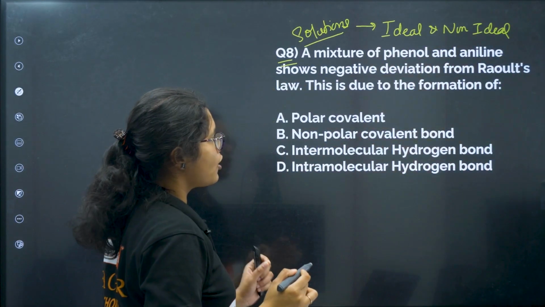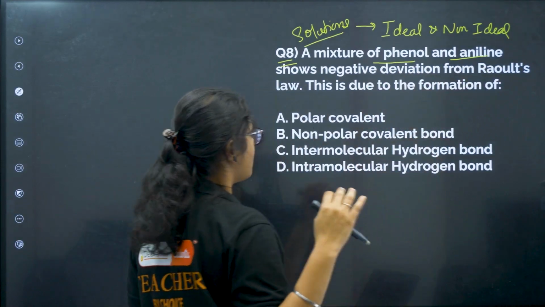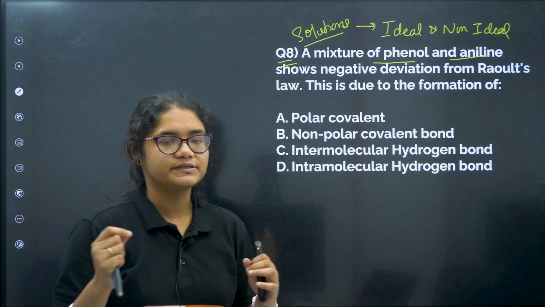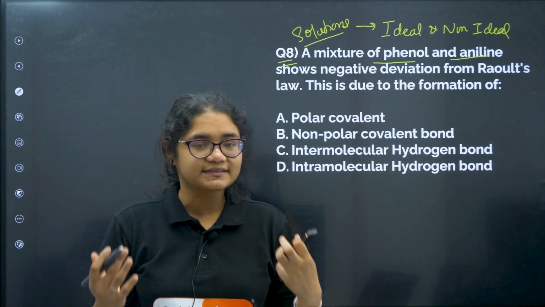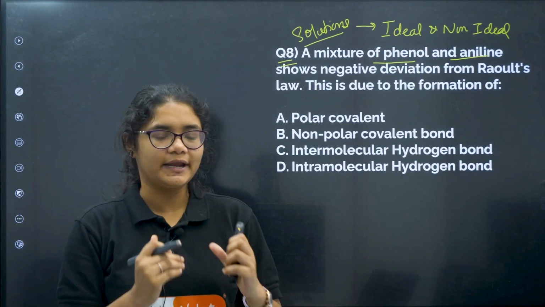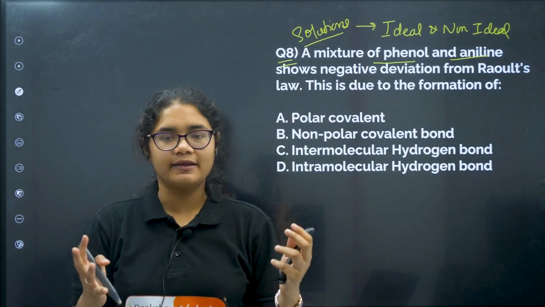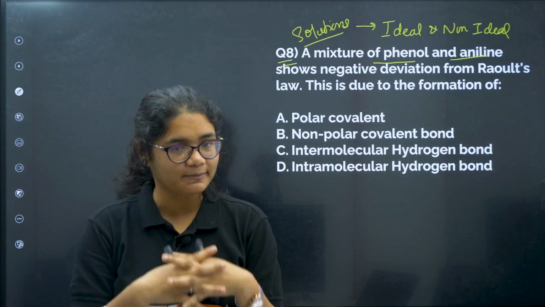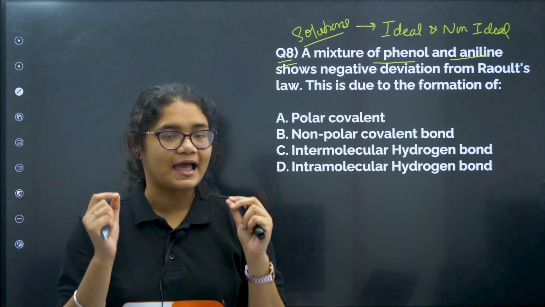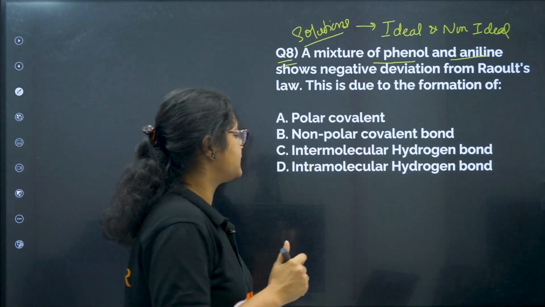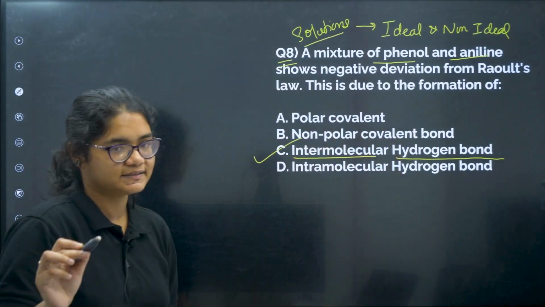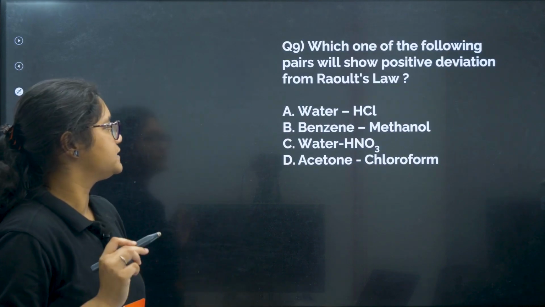So a mixture of phenol and aniline shows a negative deviation from Raoult's law. This is due to the formation of... So negative deviation, when does this happen? When the two substances that you are taking are interacting very strongly, right? Now what happens when you take aniline and phenol? There is a strong hydrogen bonding between these two, as a result of which the interaction increases and the deviation is negative. So that is due to the formation of intermolecular hydrogen bonding. Answer number C.